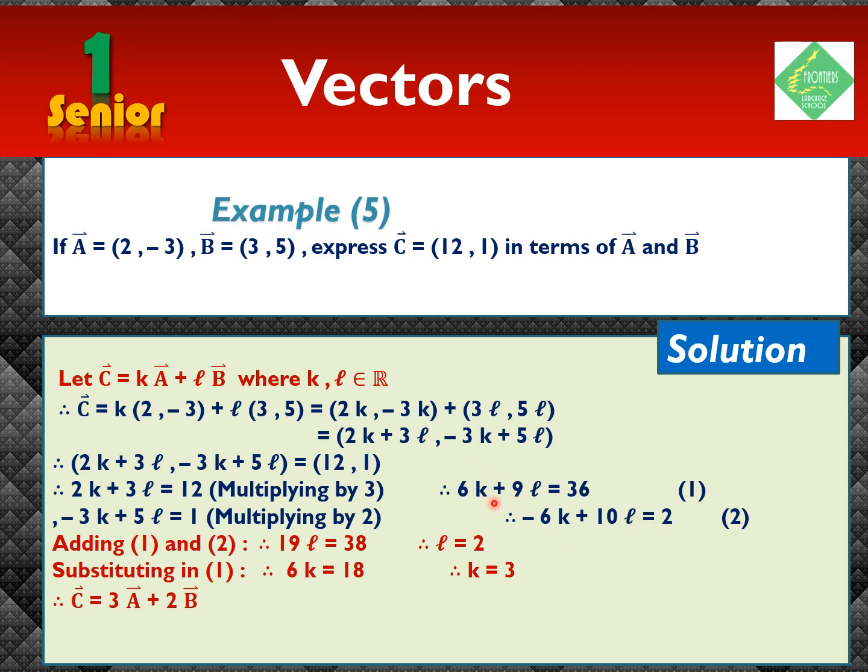Now if I add 1 and 2, 6K will eliminate with negative 6K. So you will get 19L equals 36 plus 2, which is 38. Dividing both sides by 19, you will get L equals 2. And substitute in any equation you want. I will substitute in 1. So I will get K equal 3. So C equals Ka, which is 3a, plus Lb, which is 2b. Important example.